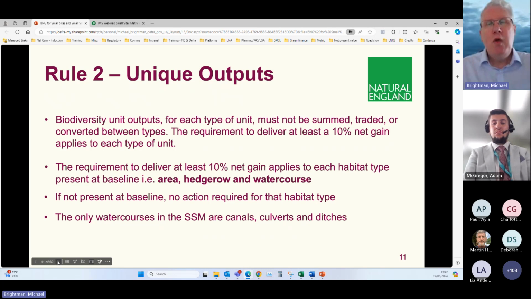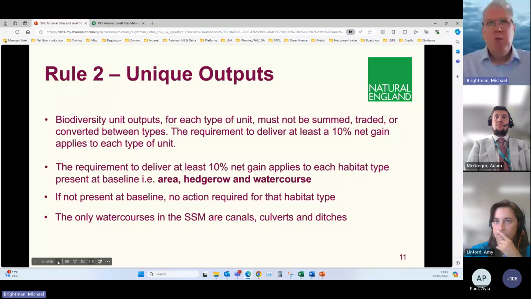A little more on Rule 2, the unique outputs. The 3 biodiversity types within the metric are area, hedgerow and watercourse, and the 10% biodiversity net gain requirement applies to each that's present at baseline. If there are, as an example, no hedgerow or watercourse units present at baseline, so there's 0 units of hedgerow and/or watercourse, then no action is required for those habitat types. But where they are present, the 10% gain is required.